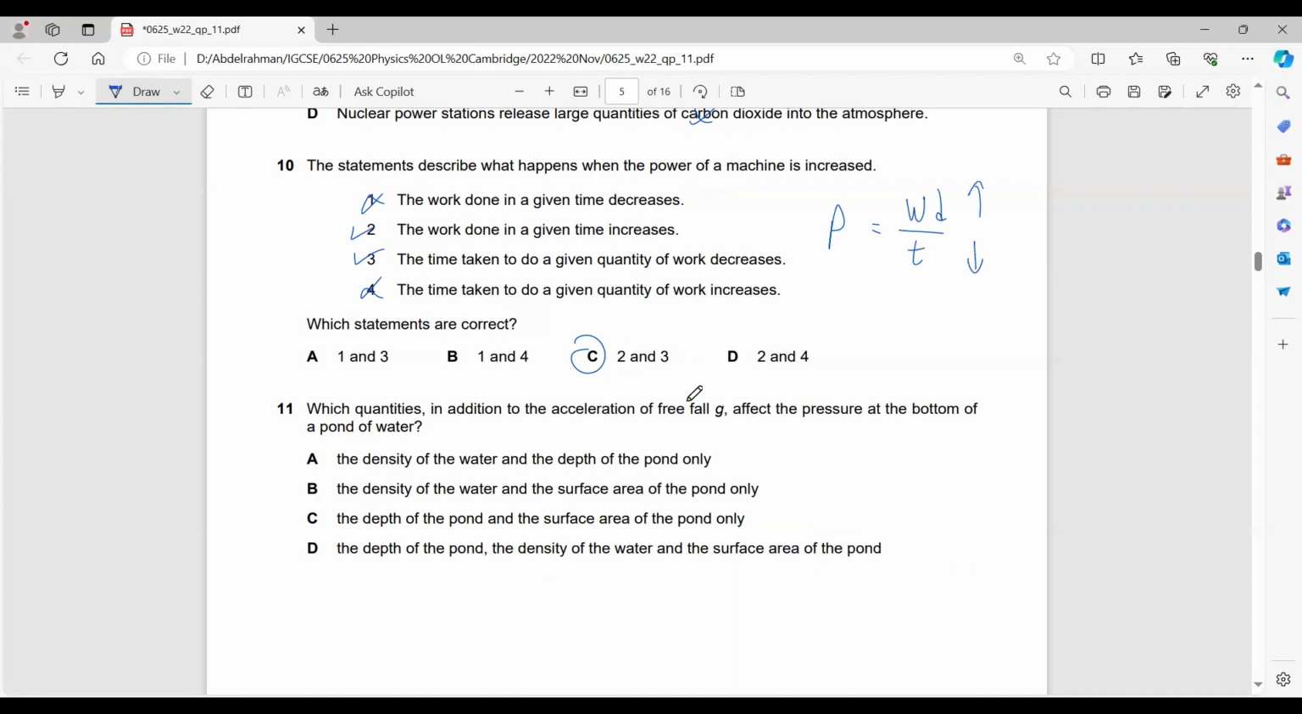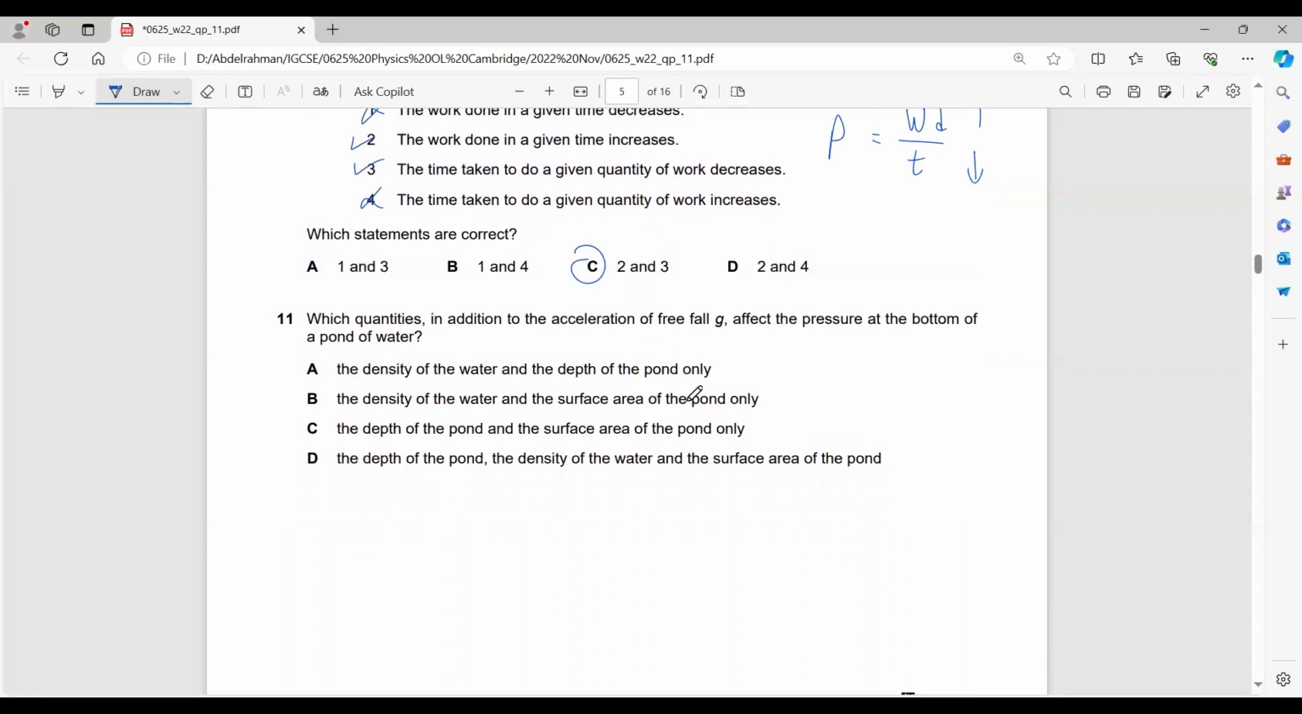Which quantities, in addition to the acceleration of free fall, affect the pressure at the bottom of a pond of water? Okay.